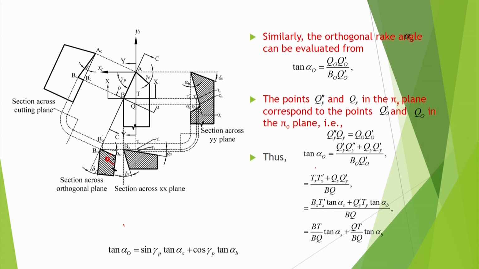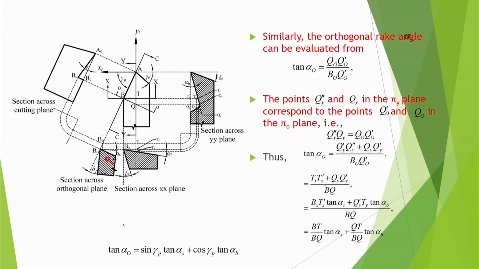That means this height is the same, and now tan alpha 0 can basically be written as QY prime plus QY into QY prime. So QY prime is this, and this is equal to this. So this is basically the vertical height. In a way, I can say this is divided by B0 Q0 prime, because here I am cutting and calling it Q0 prime. So you get B0 Q0 prime here, and this is this one.